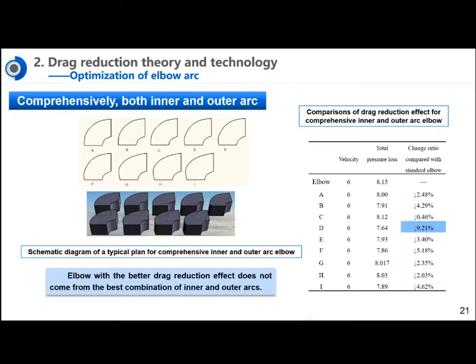Okay, the numerical simulation is carried out, and the experimental test is also performed, by the coupling of the different schemes of the inner arc and the outer arc for the airballs. We can get a better drag reduction. Look, there is a table on our right. The best drag reduction rate is about 9.21%.